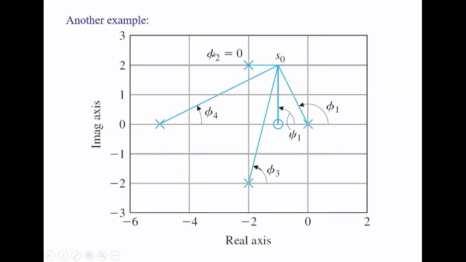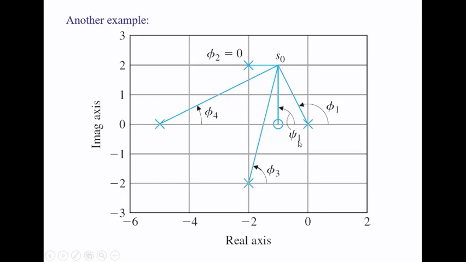Okay, another example. We have a test point S0 located here, and we have different poles. We have 4 different poles and 1 zero, and we are interested in knowing whether this point S0 is located on the root locus or not. So what do we do? We have to take the angles. We will have to draw vectors from all the poles and zeros and measure their angles. Suppose we consider this zero and draw a vector from this zero to the test point and measure its angle, it becomes psi 1.